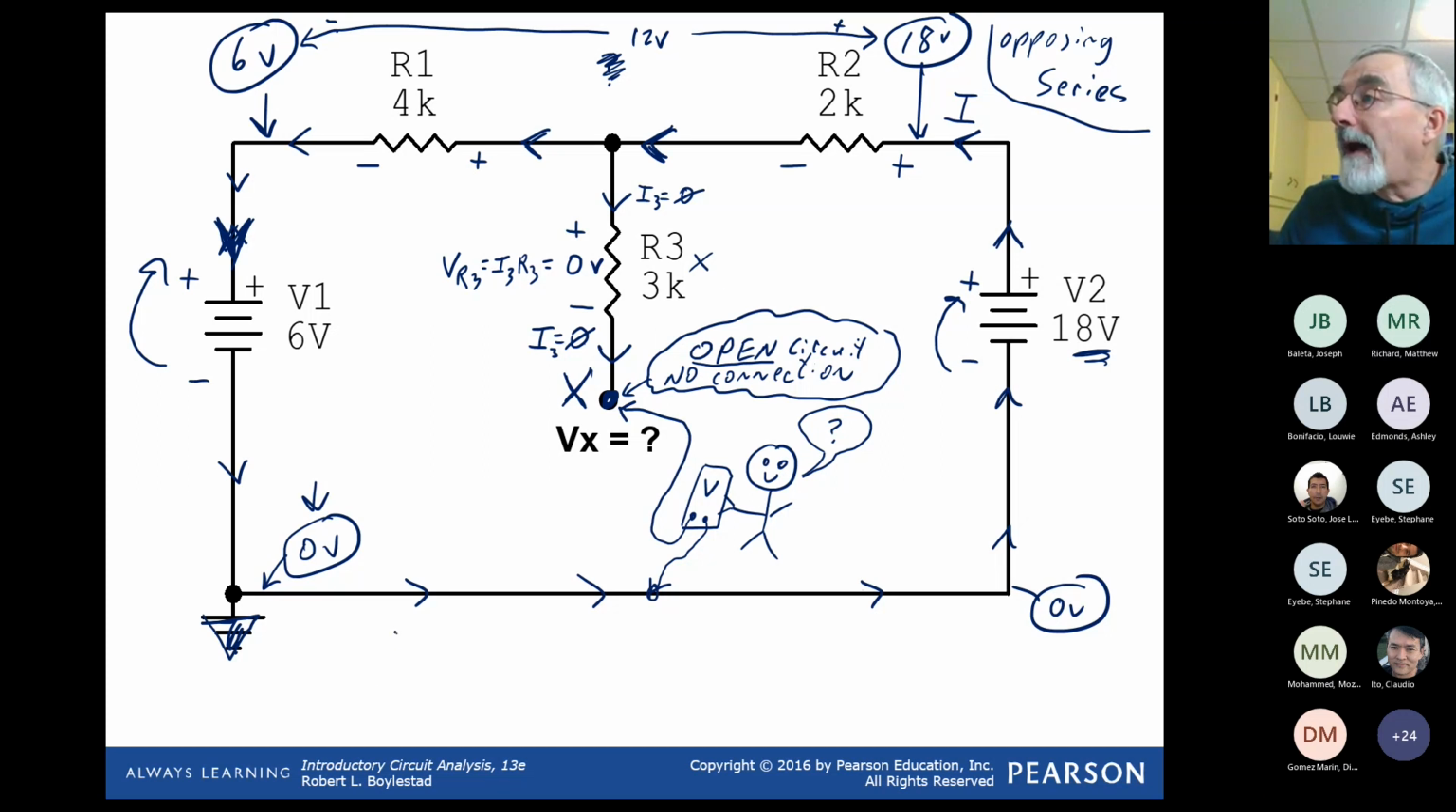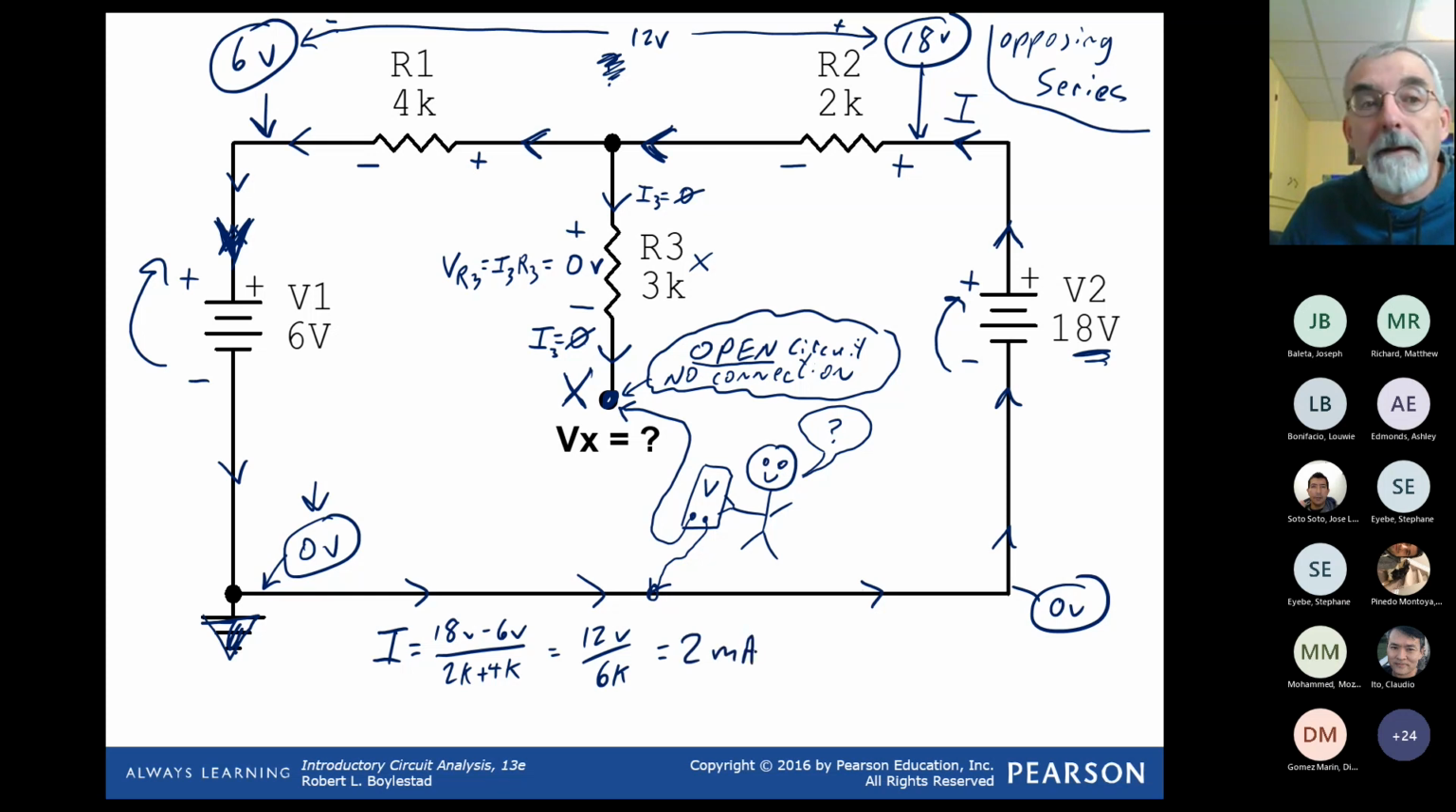And so we can figure out I as the total applied voltage divided by the total resistance through which that voltage is dropped, which is 2K plus 4K. So we end up with 12 volts divided by 6K, giving us 2 milliamps of current flowing.